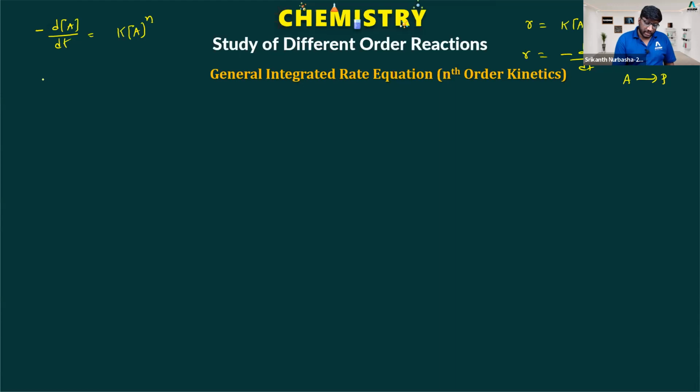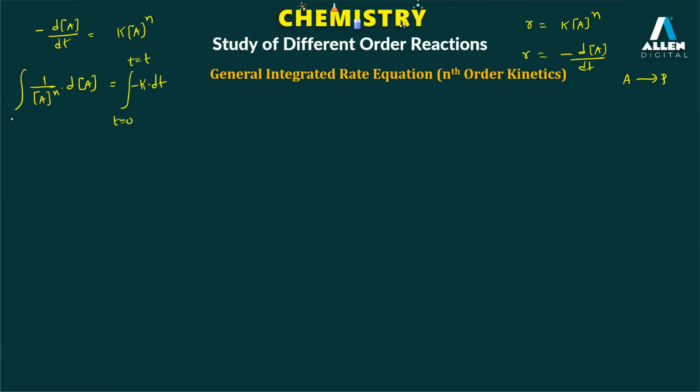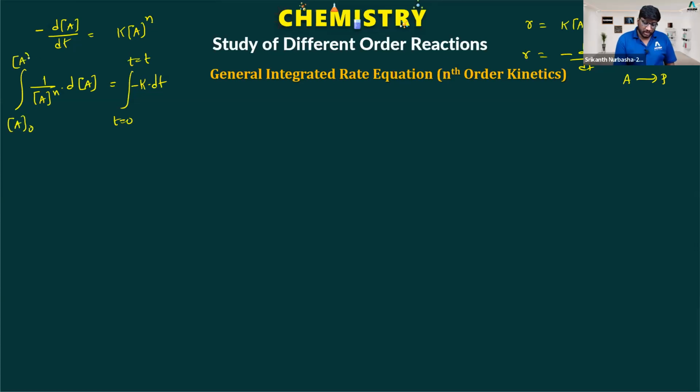So I can rearrange it: 1 by concentration of A whole power n into d concentration of A is equal to minus k into dt. I can integrate from time t equal to 0 to time t. At time t equal to 0, concentration of A is A naught. At time t equal to t, concentration of A is concentration of A at t. Integration is nothing but summation. So 1 by concentration of A whole power n.